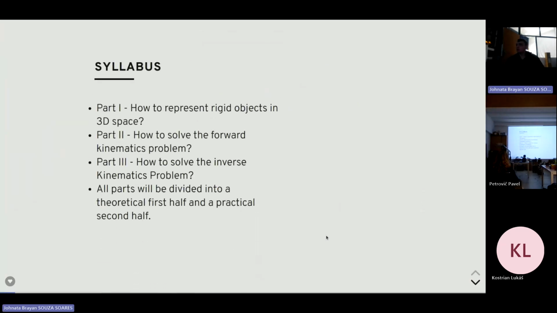In the first part, I'm going to talk about how to represent rigid objects in 3D space. It's basically a linear algebra class. I think the robotics manipulator class could be better described as an applied linear algebra class, because it's all linear algebra. And the second part, we're going to talk about forward kinematics, and in the third part, we're going to talk about the interesting stuff, the inverse kinematics.